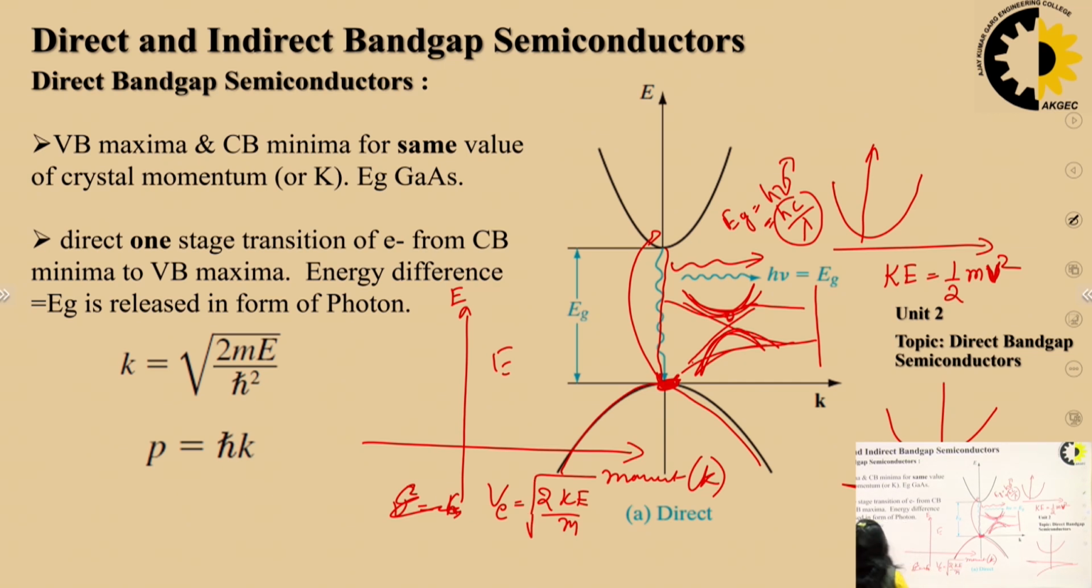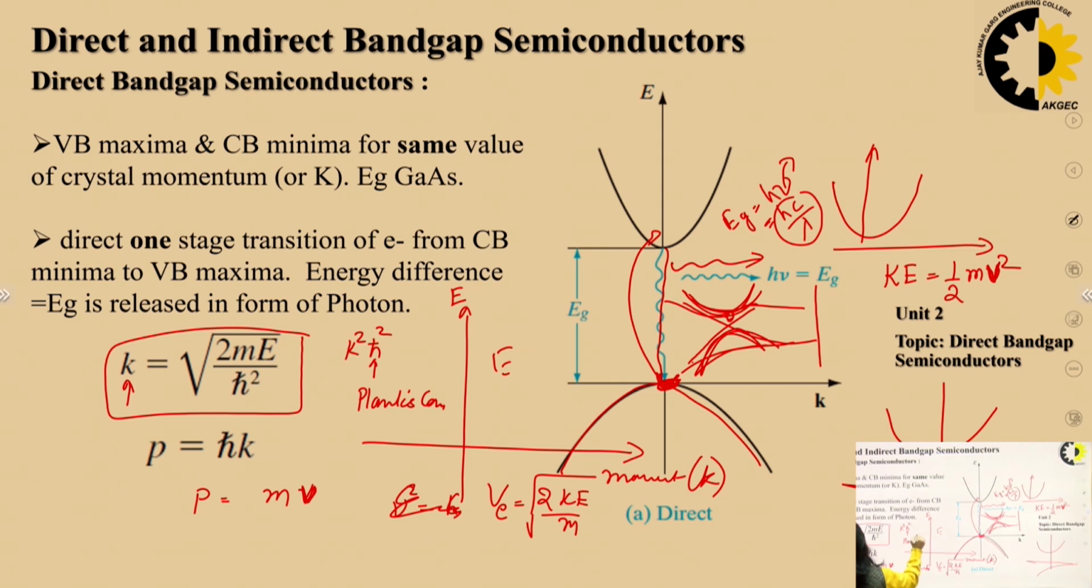And what is this? This is the momentum. How do we use the momentum? We know that momentum p is equal to mv, and it is k square into h square, where h is Planck's constant. And this is equal to half k square h square upon m, which is the energy.